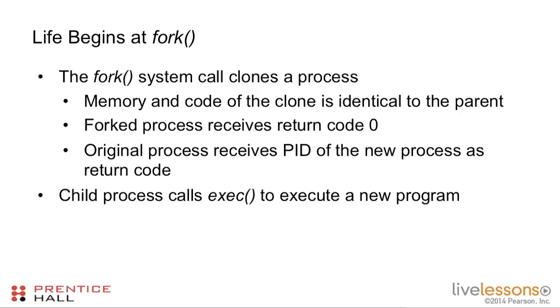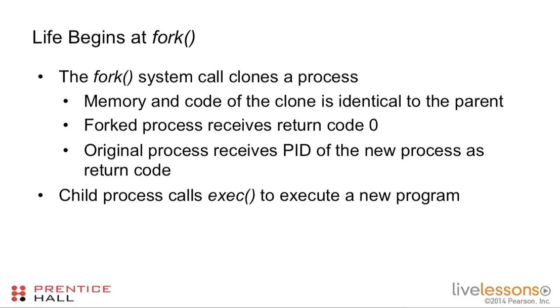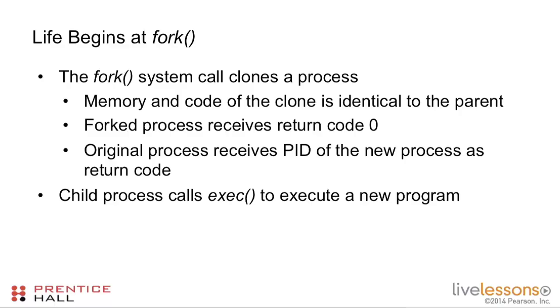So it checks its return code when making the system call, and if it receives return code 0, then it knows I'm the child process. This is information necessary for a programmer who's writing software that forks new processes. The original process, the parent, receives the PID of the new process as its return code. In this way, the parent process can keep track of all of the other processes that it's cloned because it knows what their process ID is through the return code.